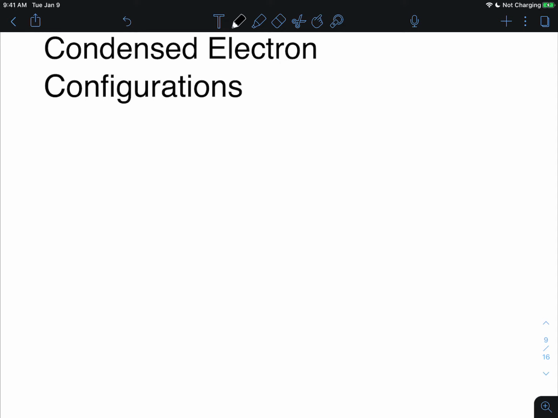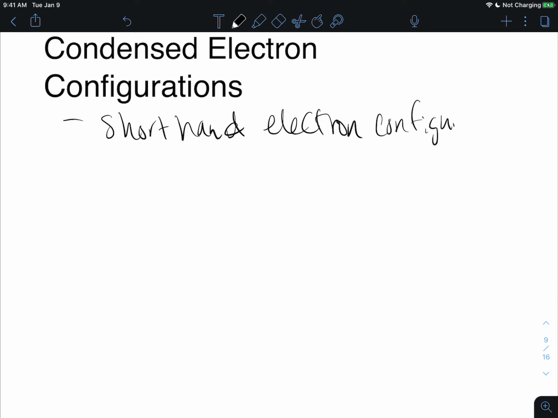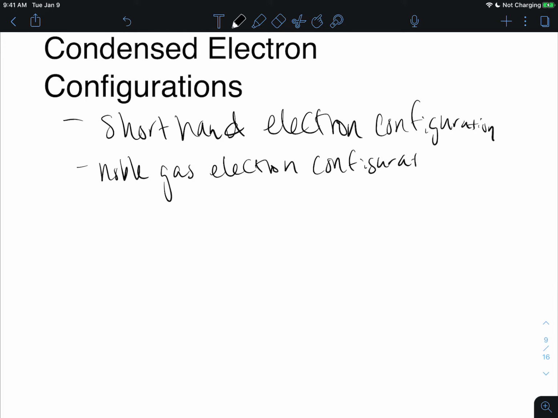So we can usually see our valence electrons versus our core electrons very well using a condensed electron configuration. This is going to be a shorthand electron configuration. It's also called a noble gas electron configuration or notation because of the use of a noble gas symbol.